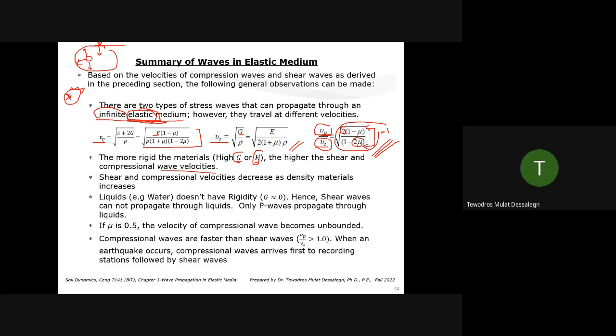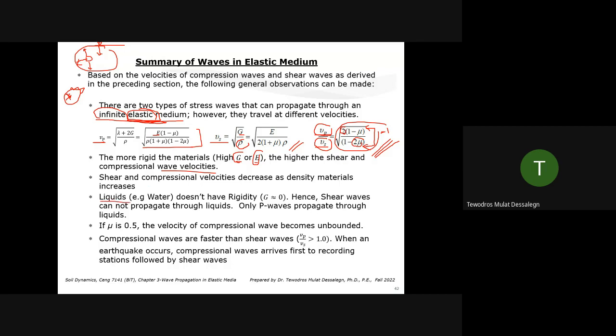Shear and compressional wave velocities decrease as the density of materials increases. So look at the equations. By common sense, we may say, oh, the denser the material, the higher the shear wave velocity. No, that's not true. Density is inversely proportional to the shear wave velocity. If something is very dense without being rigid, the shear wave velocity is very low.